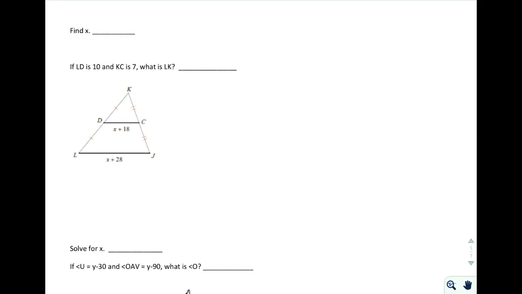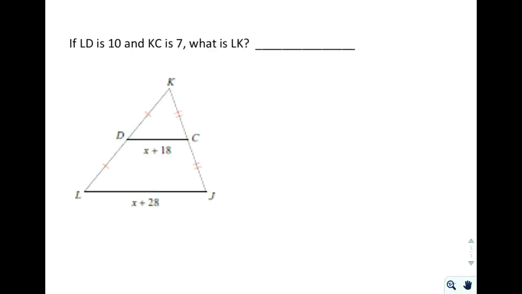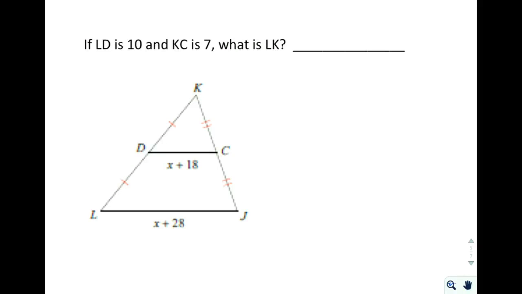So now moving down to the next page, we're asked to find x in this picture and then find LK in this picture. Now in this picture we have a triangle where we have a midsegment. And the reason I know it's a midsegment is if these two are the same length, this is the midpoint. If these two are the same length, this is the midpoint, and something that connects two midpoints is called a midsegment. So I know that if I take this smaller piece, and double it, I'll get the bigger piece.